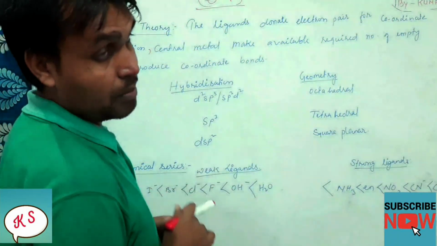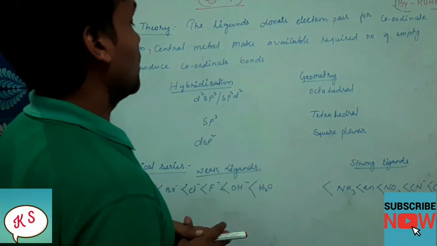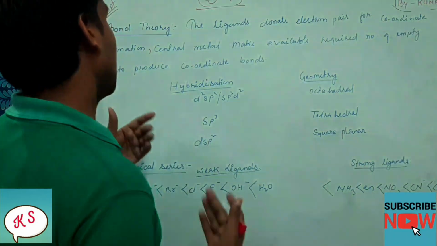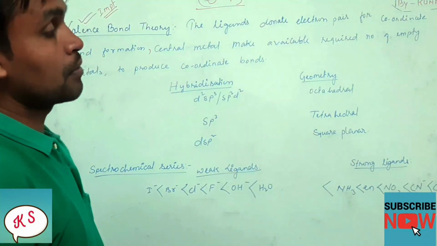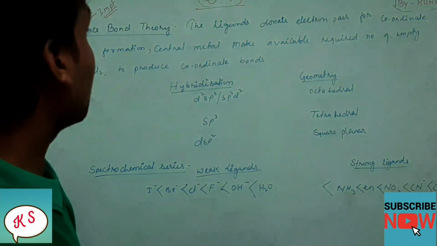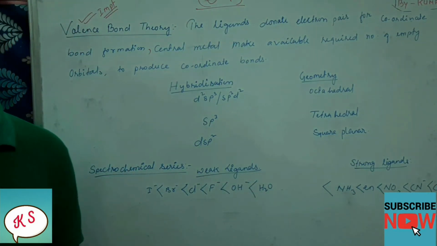You have to remember the spectrochemical series, because it will be needed when we do the structures and hybridizations of coordination compounds on the basis of VBT theory. So you have to learn this by heart. Got it? I hope you have understood. Let's move to the next topic.